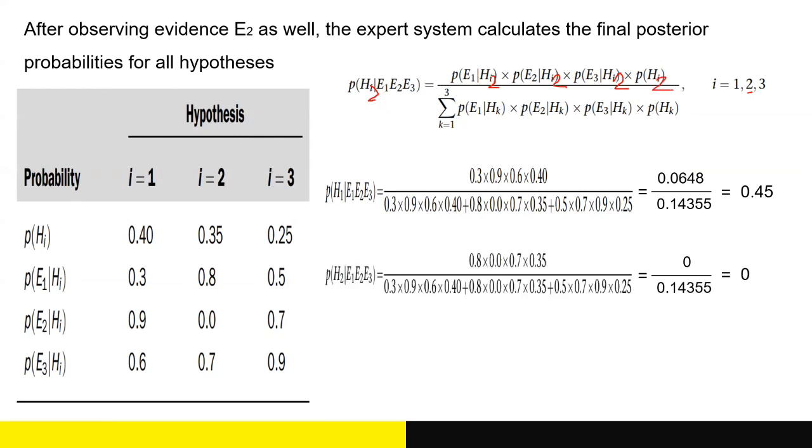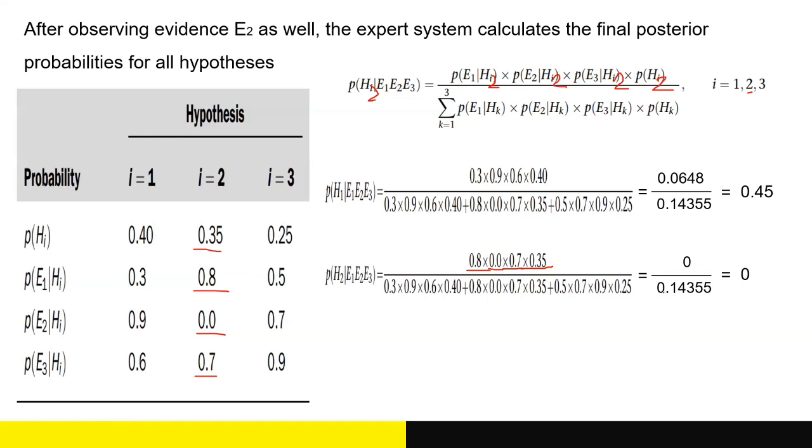So the probability of hypothesis 2 given evidence 1, evidence 2, and evidence 3 is equal to the probability of evidence 1 given hypothesis 2, so we have 0.8. And then the probability of evidence 2 given hypothesis 2, we have 0.0, multiplied by the probability of evidence 3 given hypothesis 2, we have 0.7, multiplied by the prior probability of hypothesis 2, which is 0.35. So if we multiply them, their product is 0.